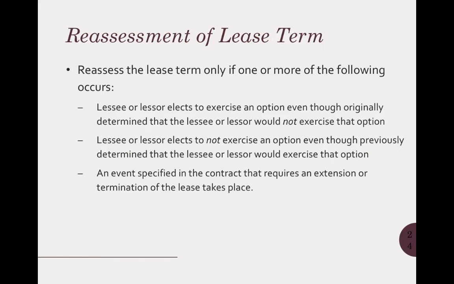The question arises as to whether there's ever a point at which this lease term that is established at the inception of the lease needs to be reassessed, shortened or lengthened. And that only is going to happen if one or more of the following occurs. So if the lessee or the lessor elects to exercise an option, even though originally, when you first determined what the lease term was, it was believed that the lessee or lessor would not exercise that option. Or the lessee or the lessor elects not to exercise an option that you thought they would exercise, or if there's an event that's specified in the contract that requires an extension or termination of the lease to take place.